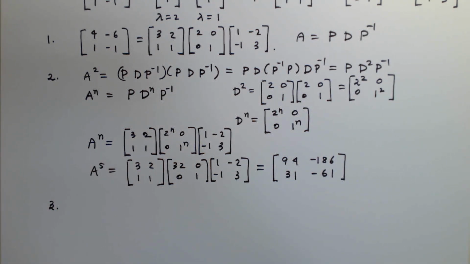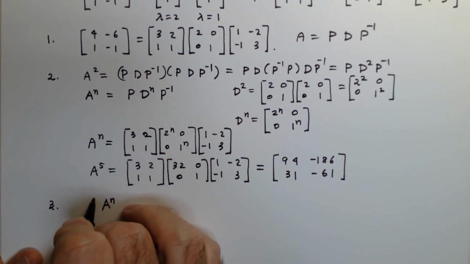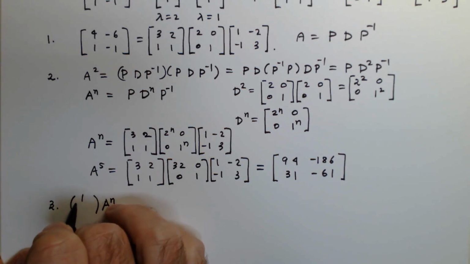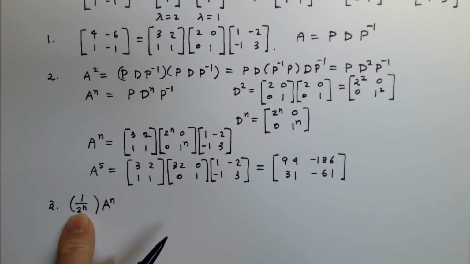And so in this last part, we're being asked to figure out what happens when I take the matrix A to the n and I scale it by 1 over 2 to the n. This scalar in front is going to 0 very, very quickly, right? This is going to be 1/2, then 1/4, then 1/8, then 1/16, etc. So this scalar in front is going to 0.